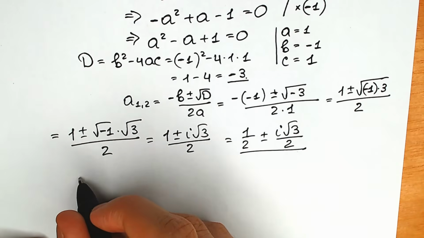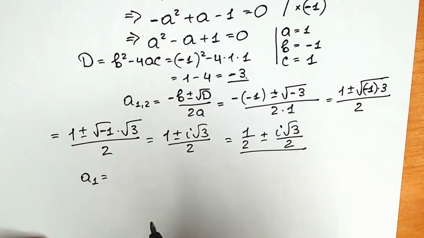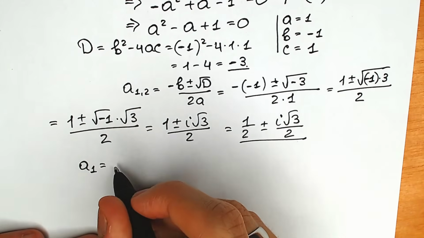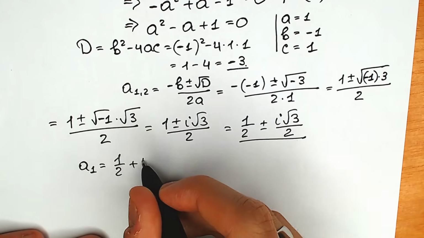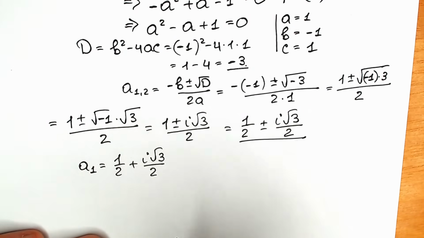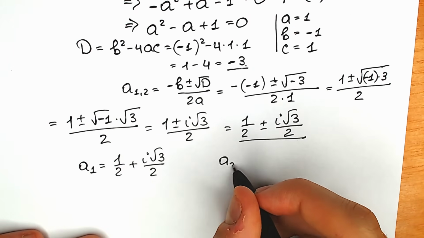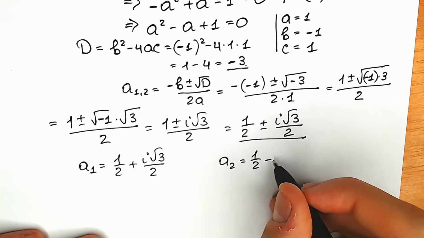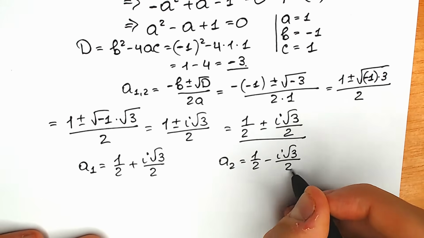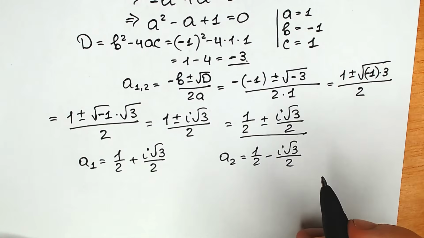First of all, I'm going to write a first with the positive sign. So a first equals, let's write it with the positive sign, 1/2 plus i square root of 3 over 2. And of course, a second, let's write with the negative sign, equals 1/2 minus i square root of 3 over 2. Right now, don't forget about our substitution.